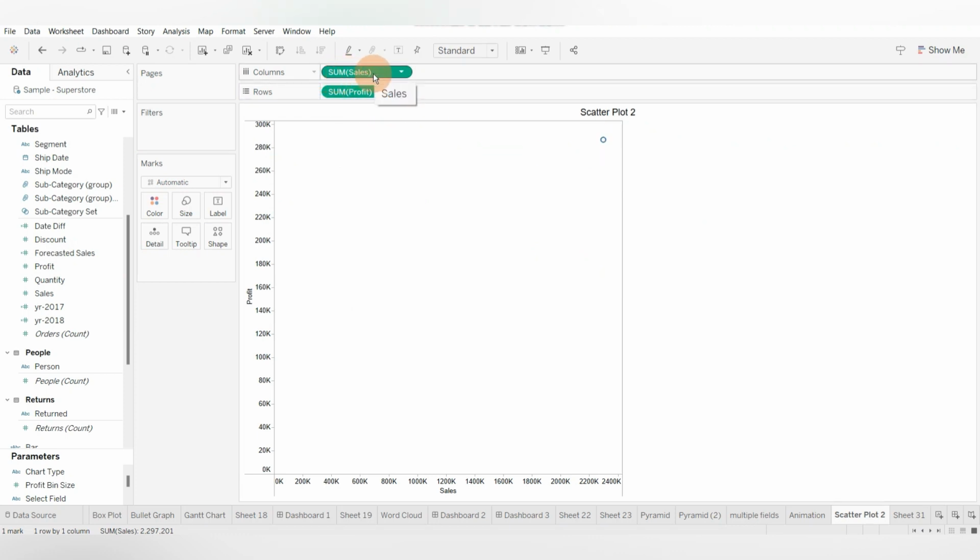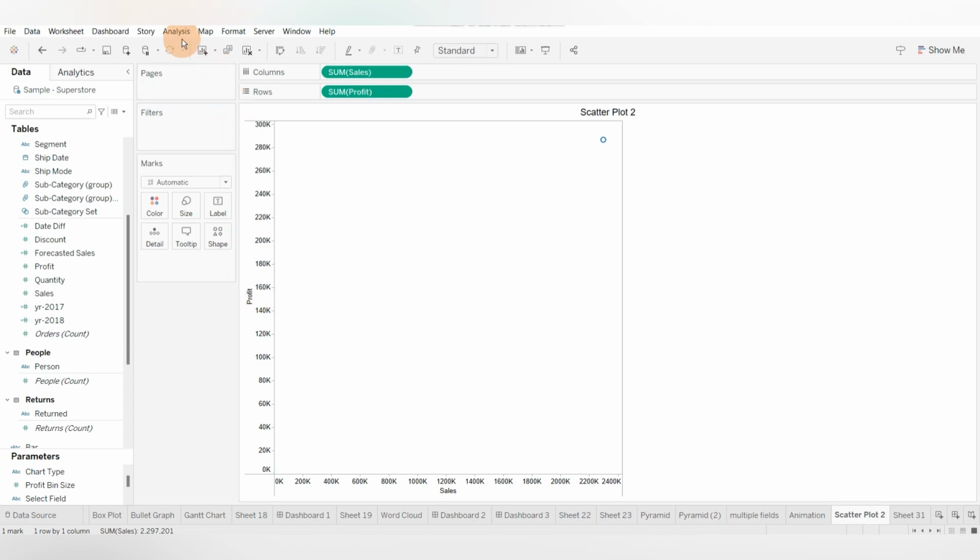Sum of sales gives a total point, and sum of profit gives a total point. So I am getting one point in this visual which is showing me total sales and total profit. For a scatter plot, to see the relation between both the fields, I want the individual points. So individual points for sales and individual points for profit.